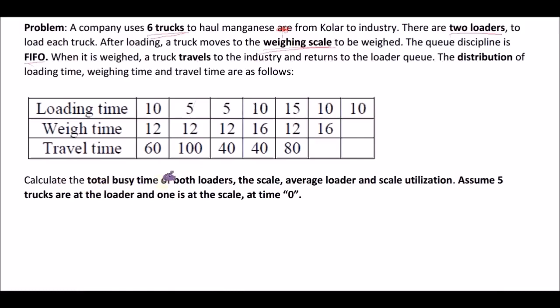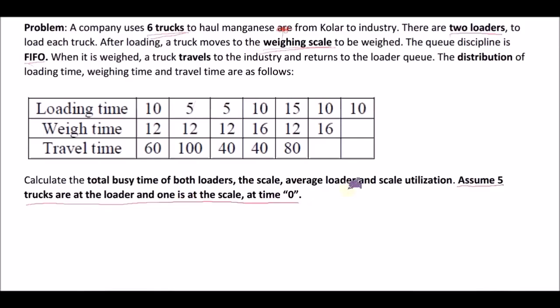What they want us to find is the busy time of both the loaders and the scale, like how much time the loaders were busy, how much time the scale was busy, the average loader busy time, and the scale utilization. So we'll come to that: how do we go about arriving at these answers? But the important part in this question is actually the last line. It says, assume that 5 trucks are at the loader and 1 is at the scale at time 0.